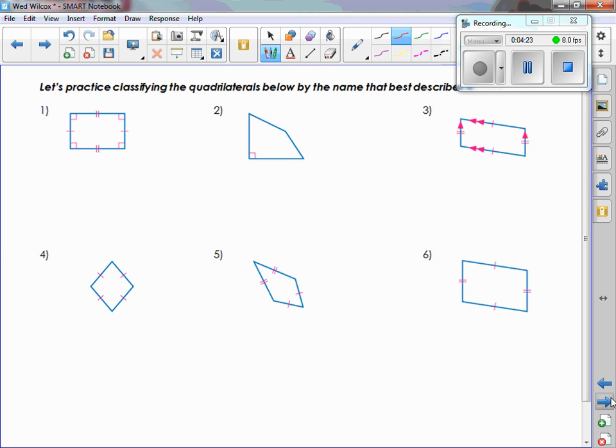So let's practice classifying these quadrilaterals below by naming the name that best describes it. Now remember, we don't want to make any assumptions. Number 1, we see 4 right angles. I see these 2 sides are congruent, and the left and right sides are congruent. Oops, that one only has 1. Making this a rectangle.